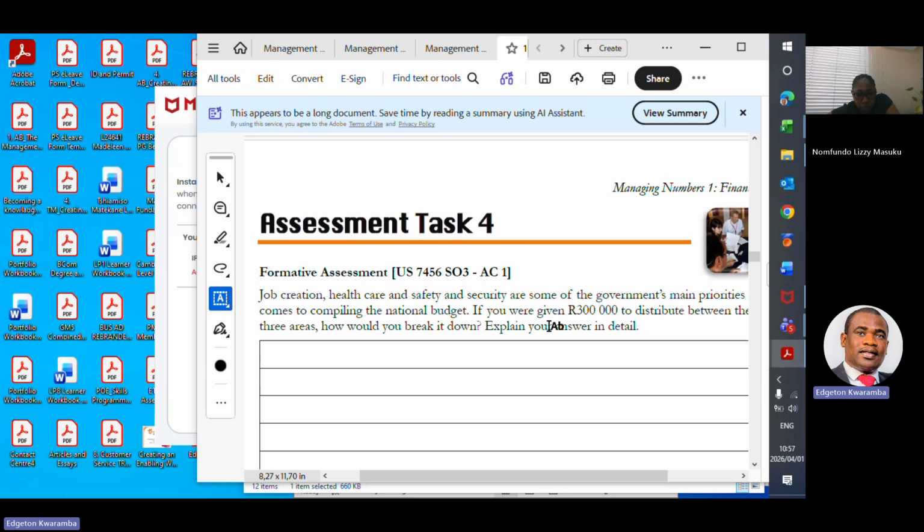So you are the Minister of Finance in this instance. You have got 300,000 rand, assuming it's enough, though we know it's a very small amount. They just want you to share this 300,000 amongst these 3, and then for each, you tell us why you gave it that amount. I'm going to give job creation so much, and you tell us why. Then for healthcare, you tell us your reason, and then for safety and security, you tell us your reason.